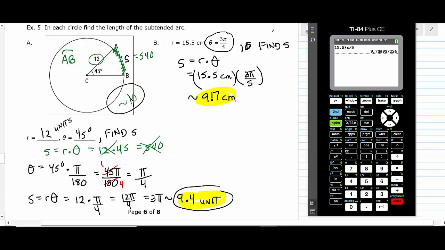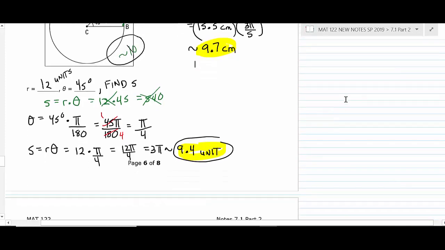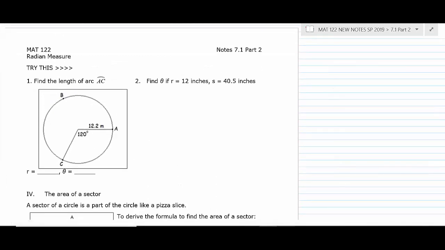Okay, so S equals r theta is the formula you use, the connection between the radius, the central angle, and the subtended arc. Okay, so let's go to the next page. I'll probably have you do one problem, or these two problems. Let's do these two problems, and let's see if you can figure these two out.